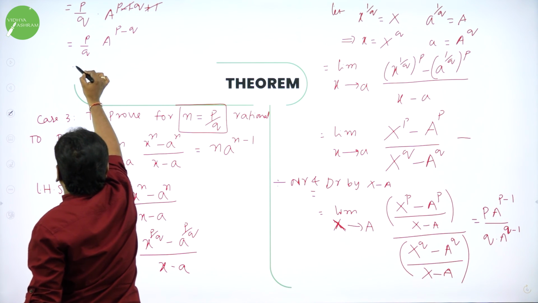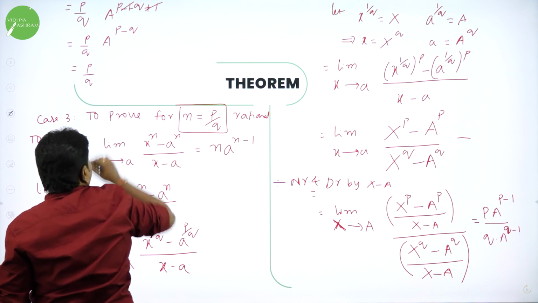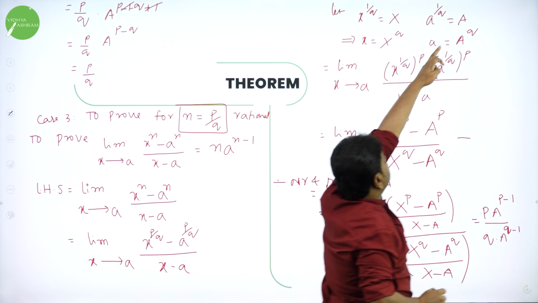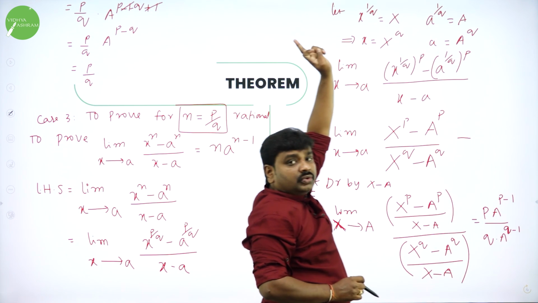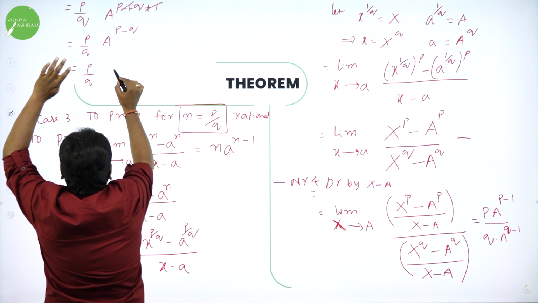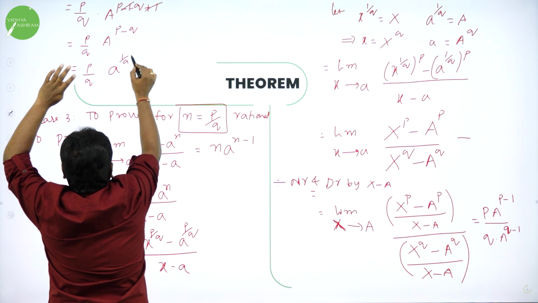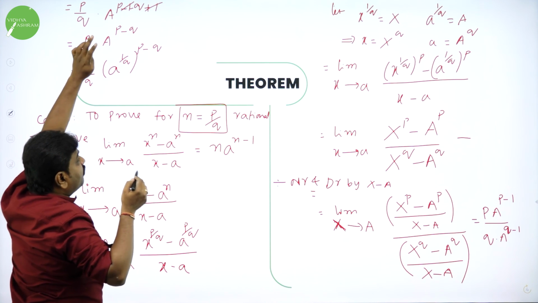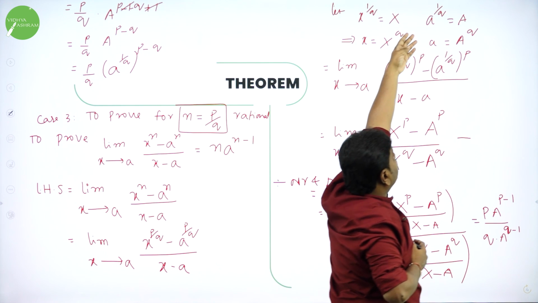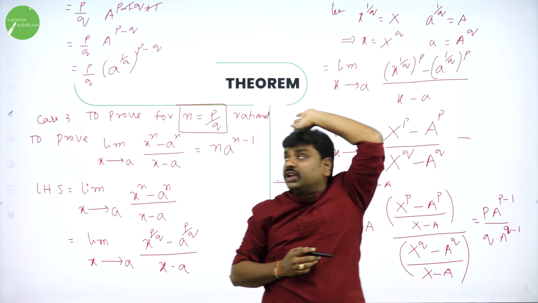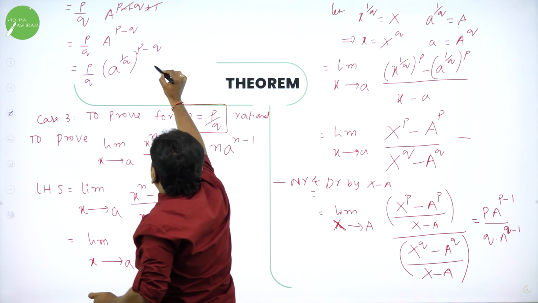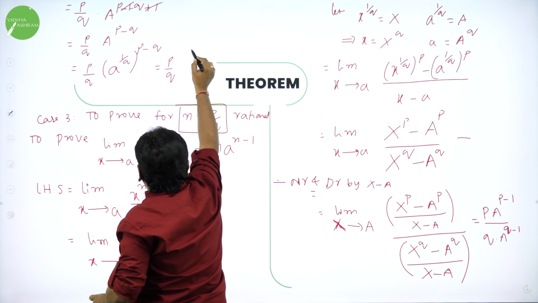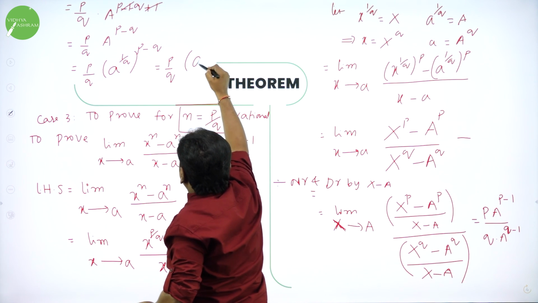Now I substitute the value of A. What is capital A? A is a^(1/q). So instead of capital A, I will write small a^(1/q) to the power p minus q. I am writing the value of A. What is the value of A? Small a^(1/q). I am substituting it. Now take it inside. So that is p by q, and it will become a to the power, by the law of indices.